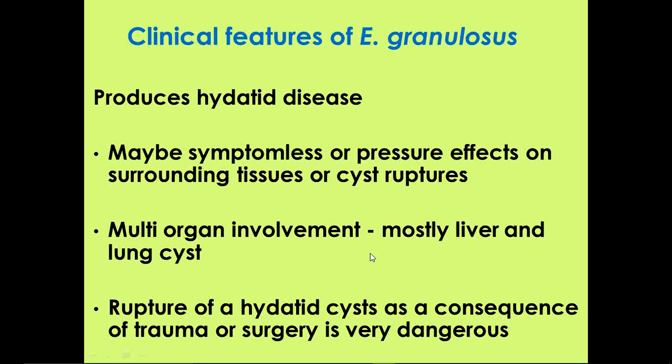What are the clinical features of Echinococcus granulosus? So it can produce hydatid disease or echinococcosis, which is defined as infection of humans caused by a larval stage of Echinococcus granulosus. So the patient may be asymptomatic, or there may be pressure effects on the surrounding tissues, and there can be involvement of various organs, and mostly liver is affected, followed by lungs.